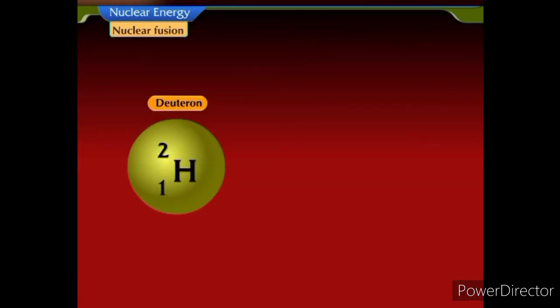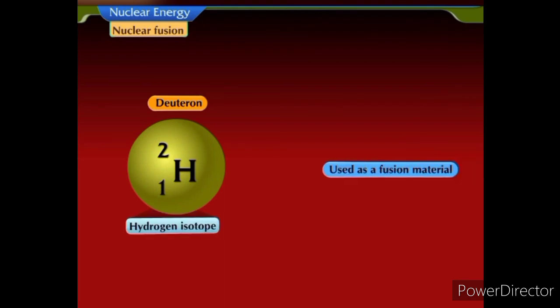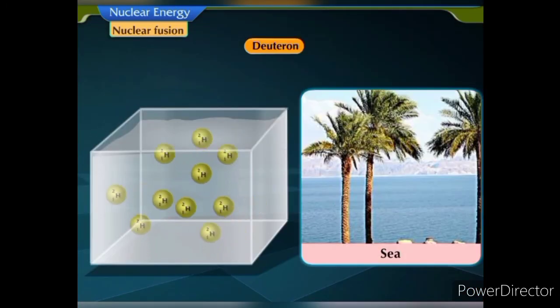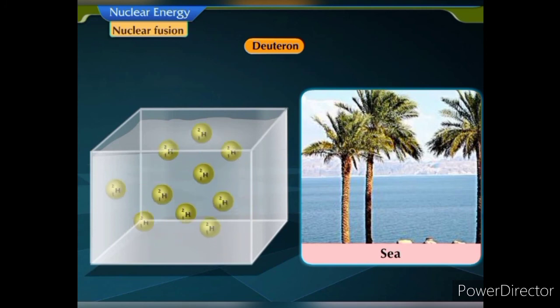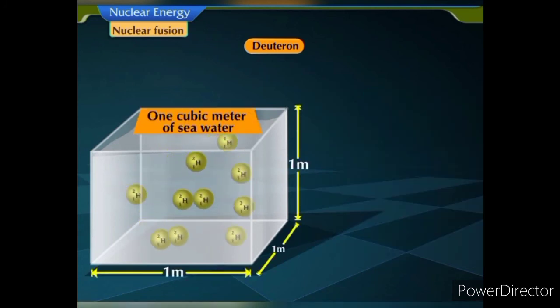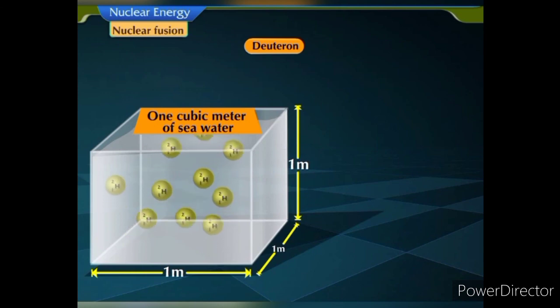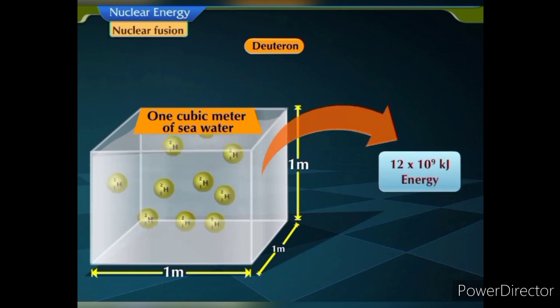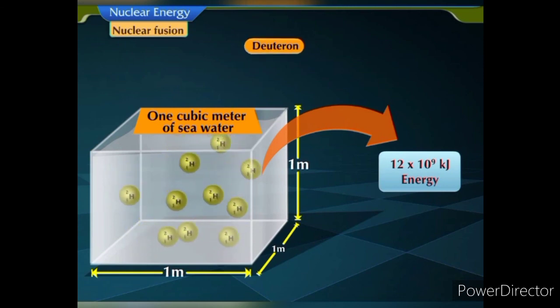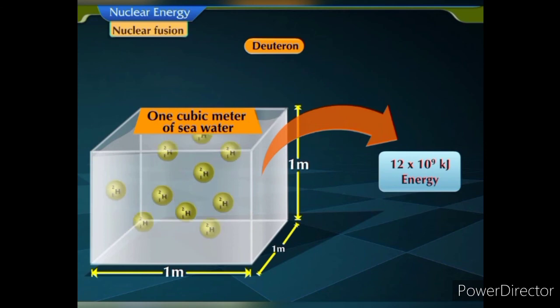Deuteron, which is an isotope of hydrogen, is also used as a fusion material. It occurs naturally in seawater, and it is estimated that fusion of all deuterons in just 1 cubic meter of seawater would yield energy of 12 x 10^9 kilojoules. Thus, fusion of deuteron is also another ultimate source of energy.